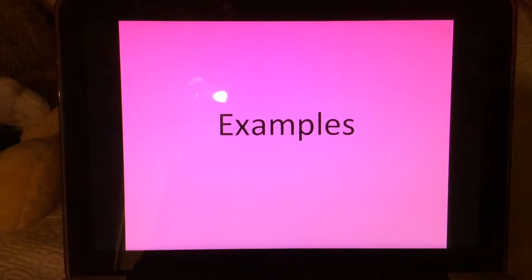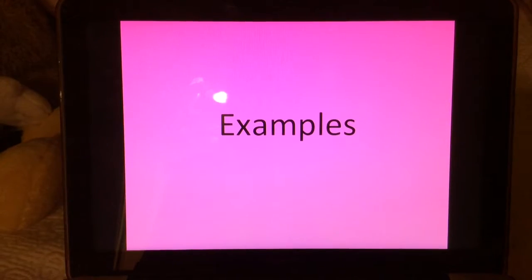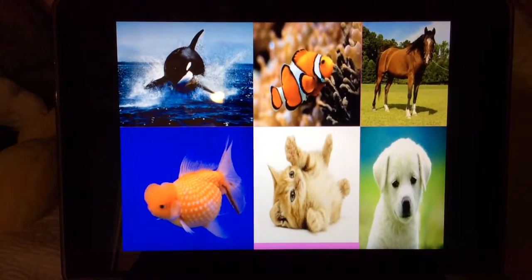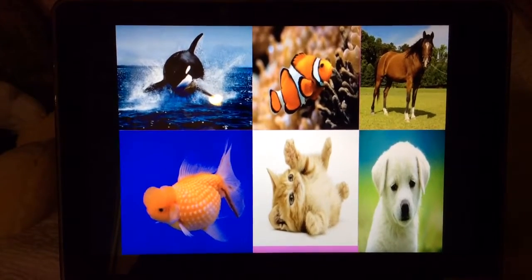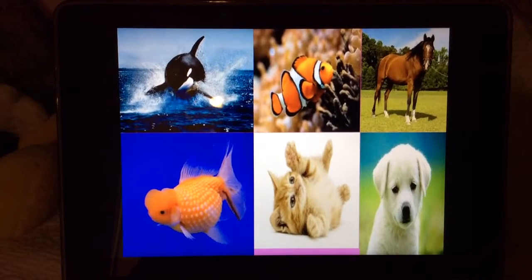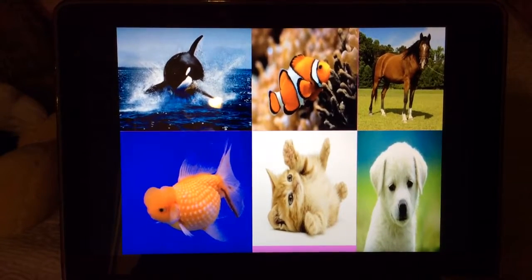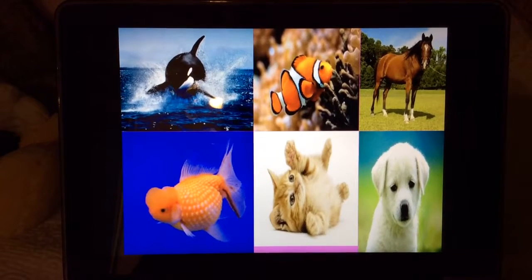Now I have two examples for you today. The first one will start off a little easy, and the second one will be a little bit trickier. So on this slide you can see that there is a picture of a whale, a clownfish, a horse, a goldfish, a cat, and a dog. All of these are animals, which they have in common.